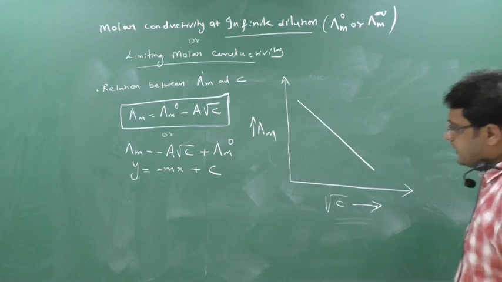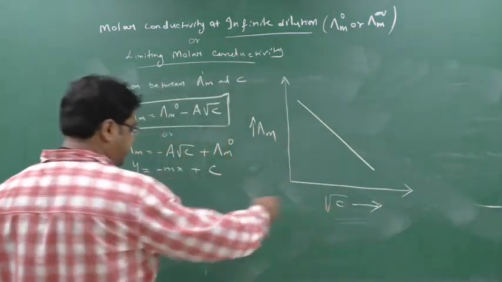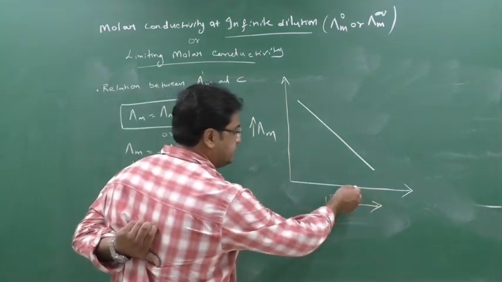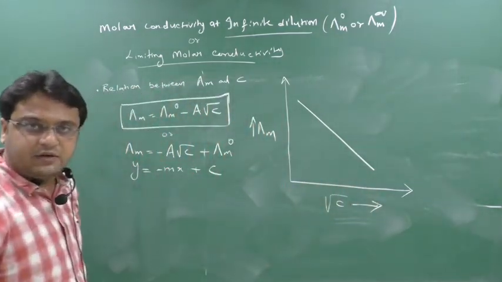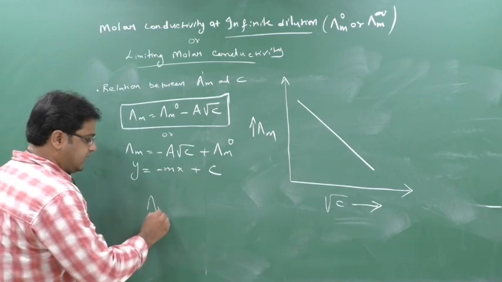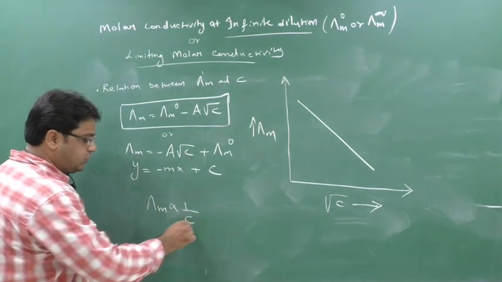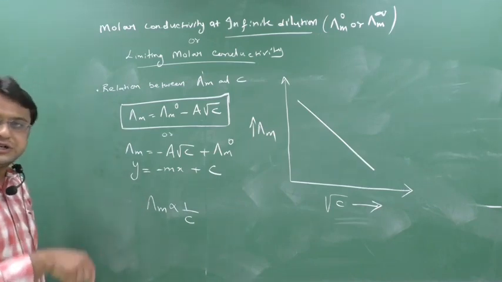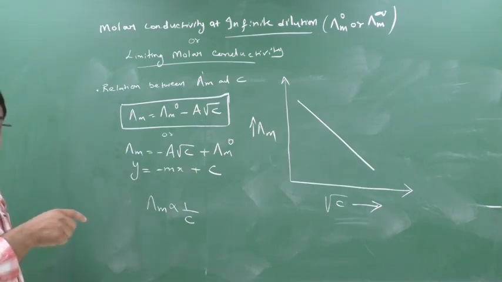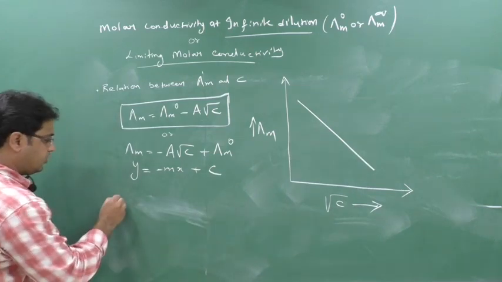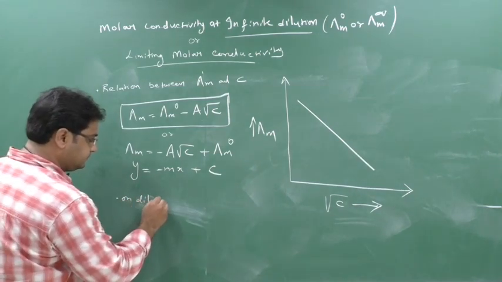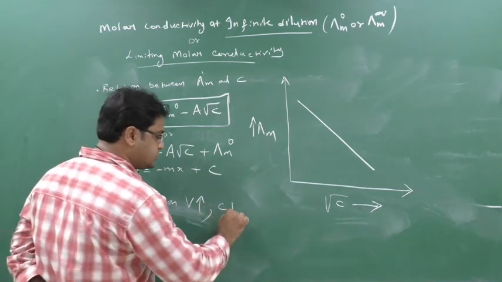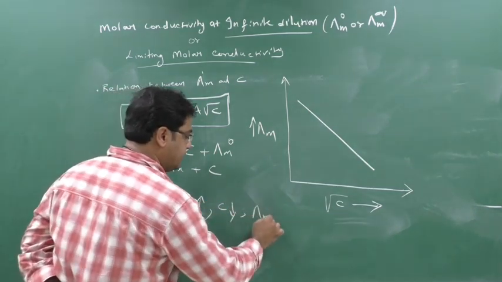Okay, because you know that as and when I decrease the concentration, lambda m will increase. Lambda m is inversely proportional to what? Just now we have seen that on increasing the dilution, concentration will decrease but volume will increase, yes or no? So on dilution, volume will increase, so concentration will decrease, meaning lambda m will also increase.